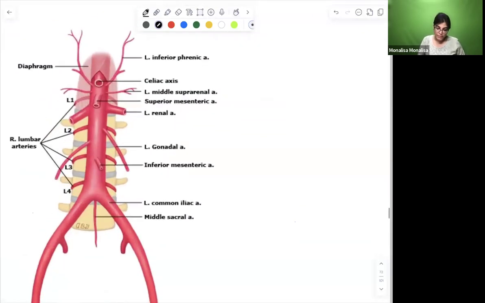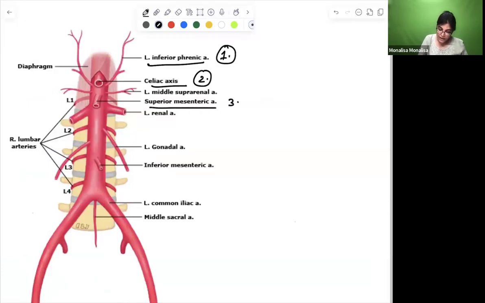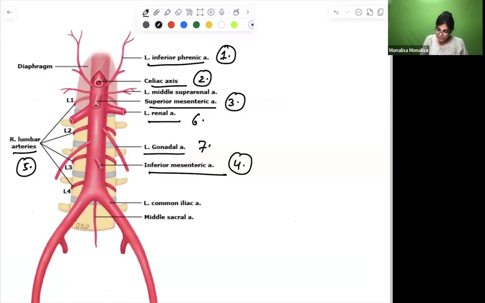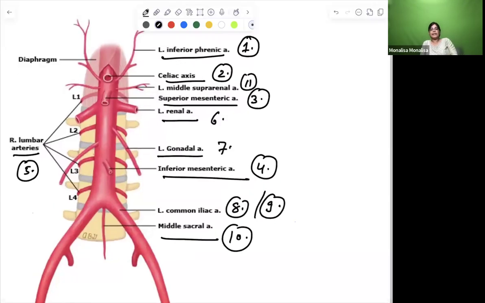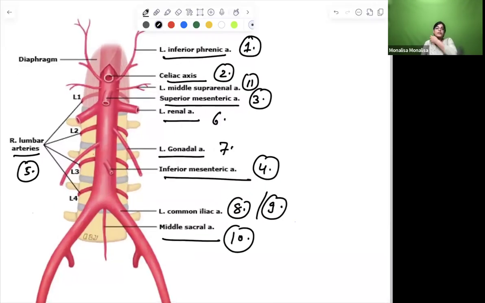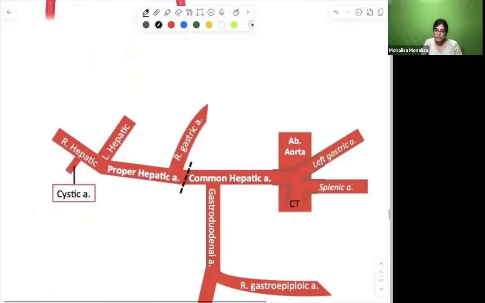So here you can see the important branches are inferior phrenic artery, celiac artery, celiac trunk, superior mesenteric artery, inferior mesenteric artery, 4 pairs of lumbar arteries, renal artery, gonadal artery, right and left common iliac arteries. We have also got middle sacral arteries, and middle suprarenal arteries. So basically, I have marked 11 branches of abdominal aorta. These are all the branches of abdominal aorta, which arise directly from the great artery, that is the abdominal aorta. Okay, now branches of celiac trunk.